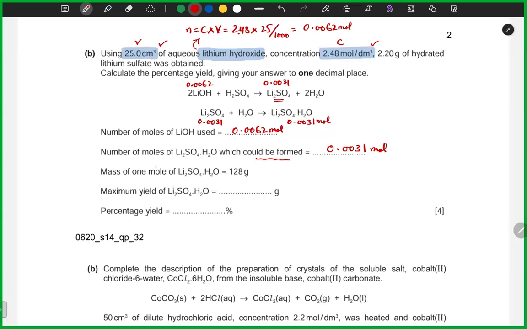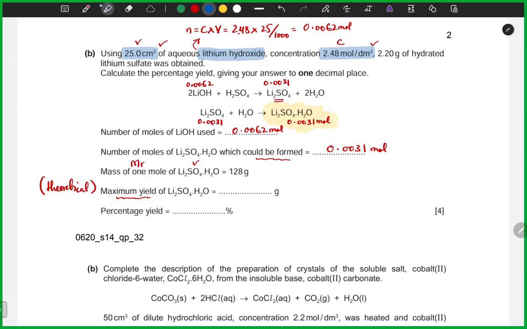Now he says the mass of one mole. Remember, mass of one mole is the MR. He's given you the MR of lithium sulfate. Remember this. I don't know why they've started using this, but remember, mass of one mole of something is the MR of that substance. Now he's asking for the maximum yield. Maximum yield is like 100%. The term theoretical yield or maximum yield means the same thing. Maximum means what your calculator is giving you. So we're going to try and find out what is the mass of lithium sulfate that's going to be formed.